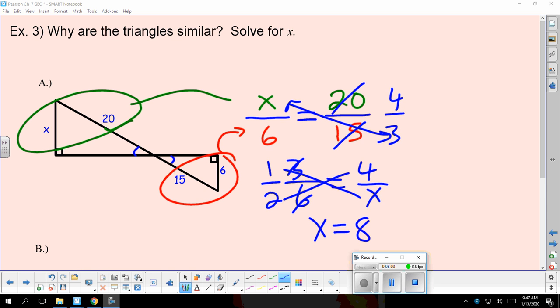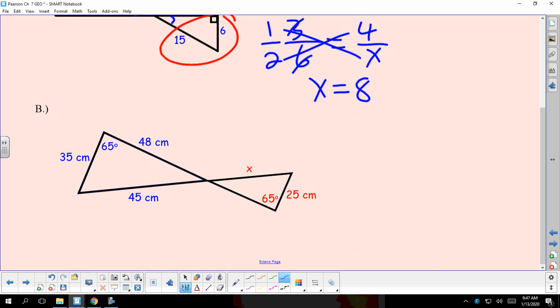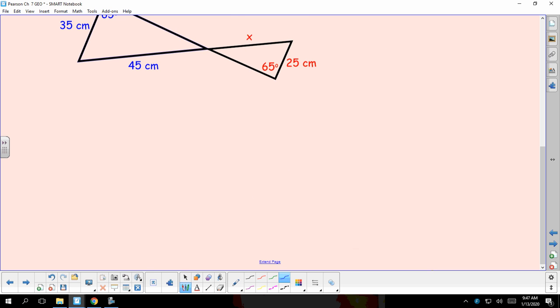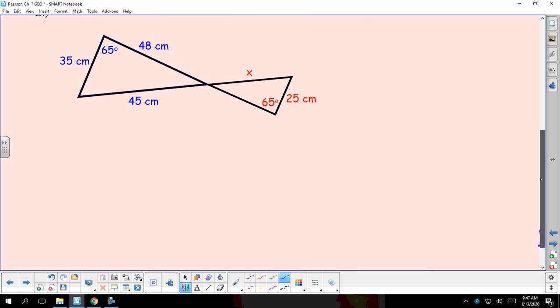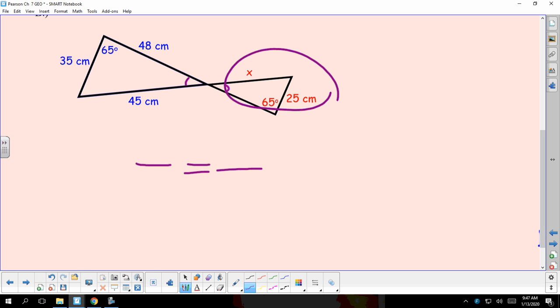All right, here we go. So again, these are similar. We have vertical angles. We have one congruent angle that's 65, and then our vertical angles are congruent. So these guys are similar by angle. And then let's set up our proportion. Take one of these, put it in the top.